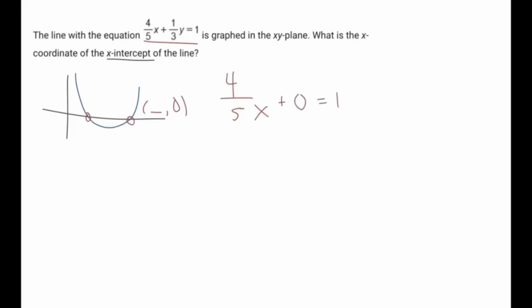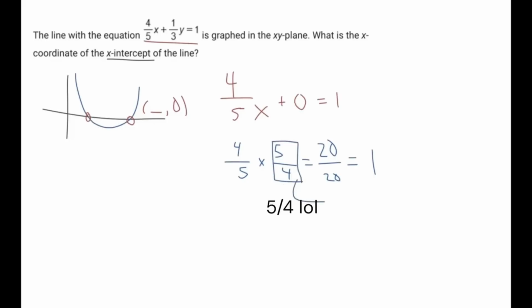And now we can just solve for x, because y was 0, that means we're solving for the input that gets us 0 as y. And this is a function. So what is x? Well, what do we multiply 4/5 by to get 1? Well, we can multiply 4/5 by 5/4, right? Because this gets us 20 on top and 20 on the bottom, and that is equivalent to 1. And therefore, the x-coordinate of the x-intercept would just be 5/4. So that is our answer.